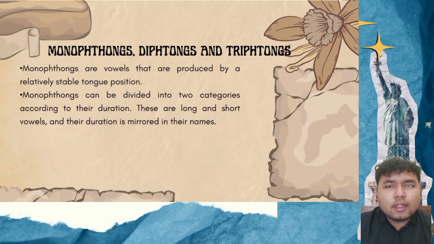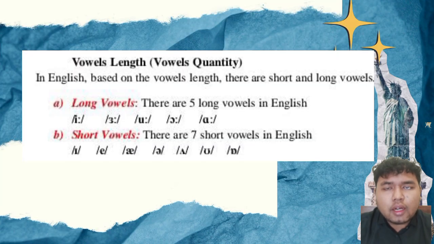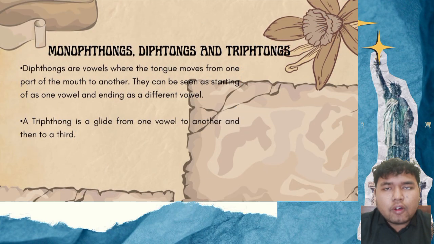Monophthong, diphthong, and triphthong. First, monophthongs are vowels that are produced by a relatively stable tongue position. Monophthongs can be divided into two categories according to their duration: long and short vowels, and their duration is mirrored in their names. Diphthongs are vowels where the tongue moves from one part of the mouth to another. They can be seen as starting off as one vowel and ending as a different vowel. A triphthong is a glide from one vowel to another and then to a third vowel.